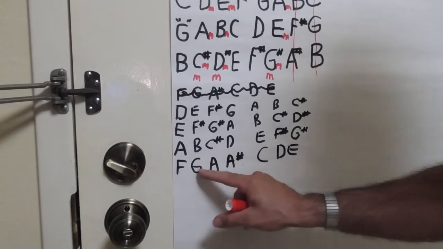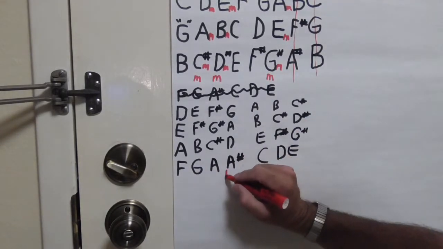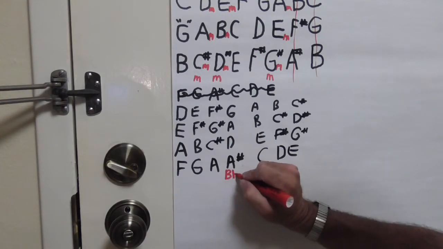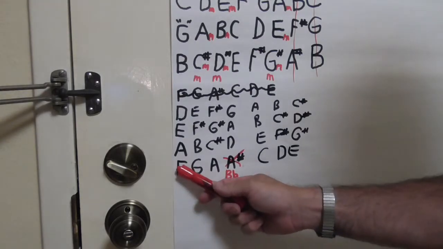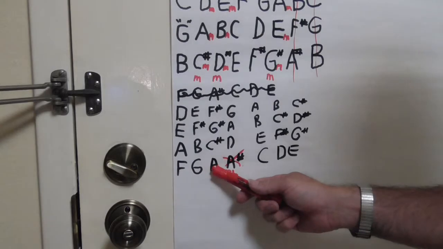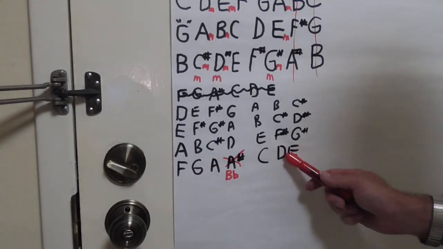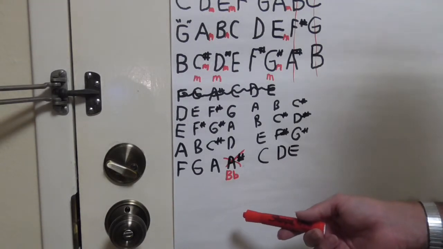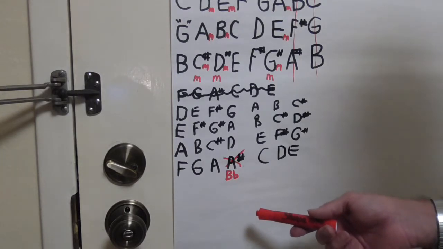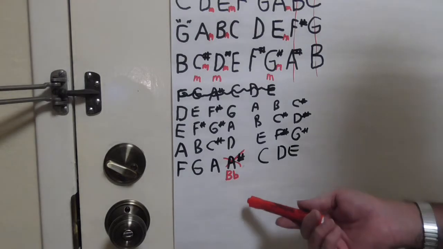So you've got your F over here, F, G, A. This A sharp is really called a B flat. And that's how you would see it listed in music. That's how you should be listing it in your scales: F, G, A, B flat, C, D, E. Confusing? Very. It's very confusing because now you've got your C sharp, D sharp, F sharp, G sharp, A sharp, and now you've got to call them D flats, E flats, G flats, A flats, B flats.